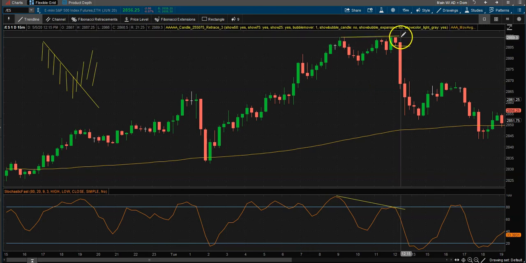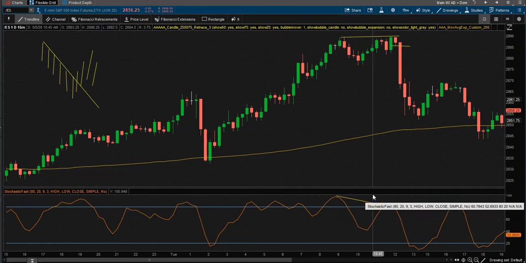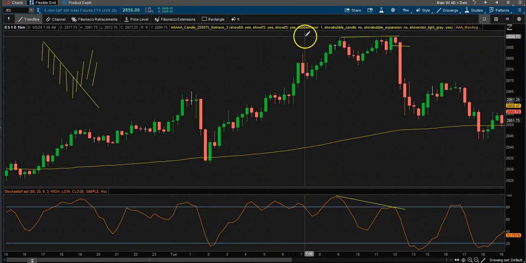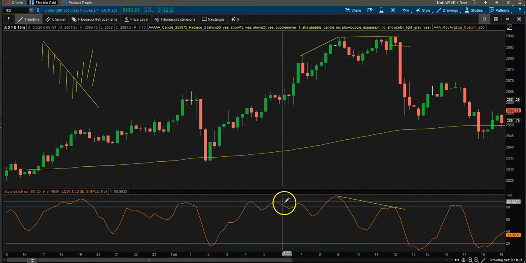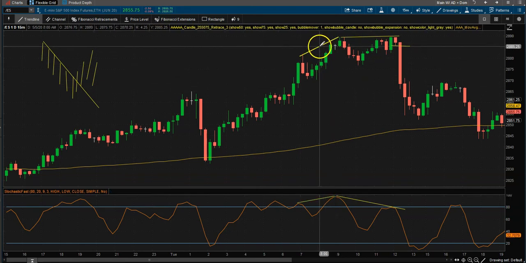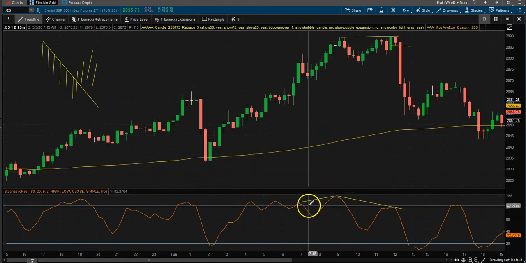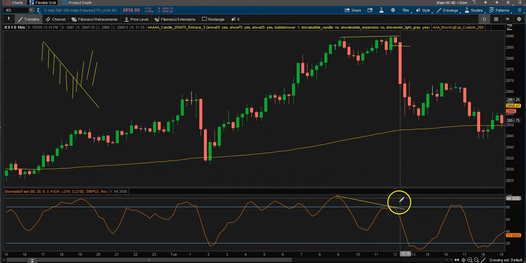And if you think about this with the divergence, and you need the divergence for this to really work, you don't want something like this, okay, where you make a high and a higher high. That's not divergence, okay? That's not what we're looking for. We're looking for the divergence with price and the stochastics.